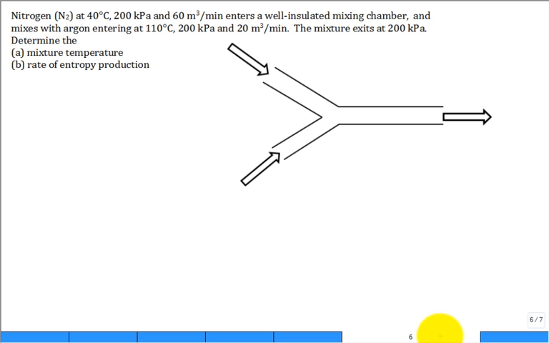Here's a mixing problem. I mentioned it. I've outlined the steps on the mixing problem. Do you want me to solve it in detail or do it like I did the last problem? Is that fine? Okay, I'll do it like the last problem.